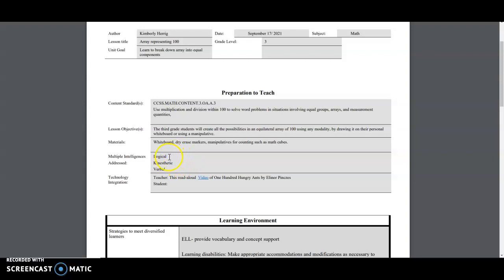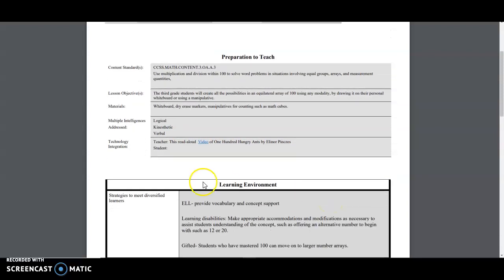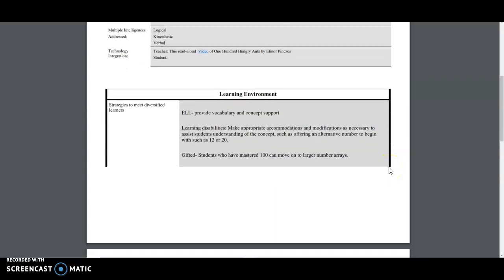Logical, that covers the math that we'll be learning, kinesthetic, using the manipulatives to form our arrays, and verbal also, in answering and responding to questions during the lesson. The technology we'll be using in this lesson is a YouTube video of the read aloud of 100 Hungry Ants by Eleanor Pences. And some strategies to meet our diversified learners.